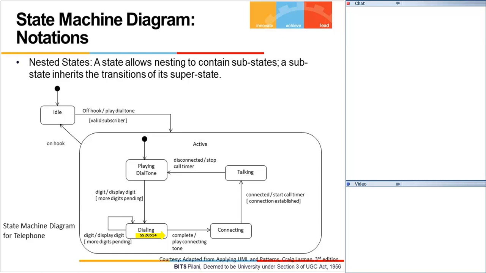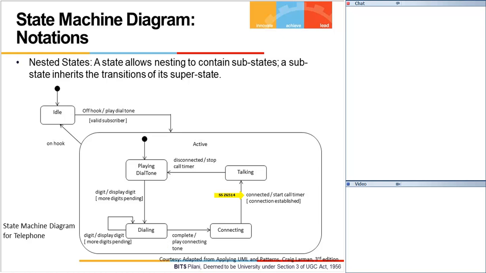Once the system finishes dialing, it moves to the complete state, and then it starts playing the connecting tone. You would hear some connecting tone on the phone, a tone that keeps coming until it connects. When the connection is done, it moves into a talking state. What is the event? The event is that the connection has been established. So the guard condition is: connection is established.